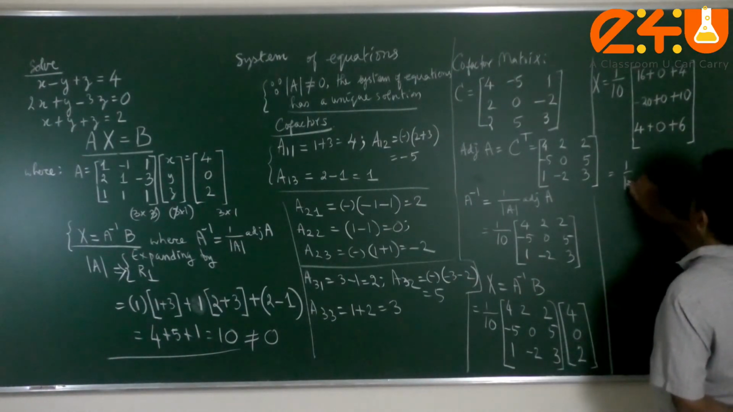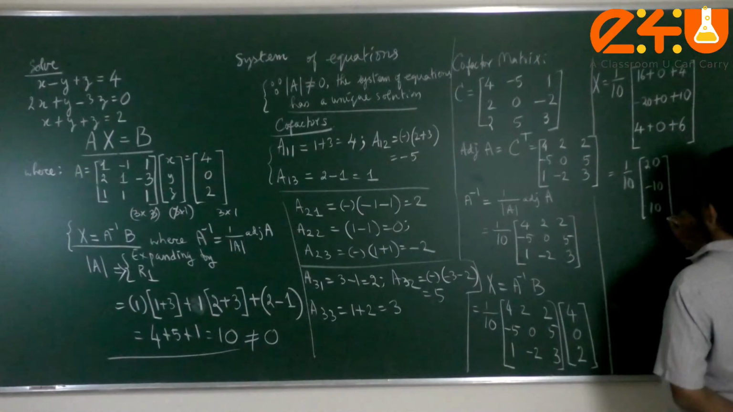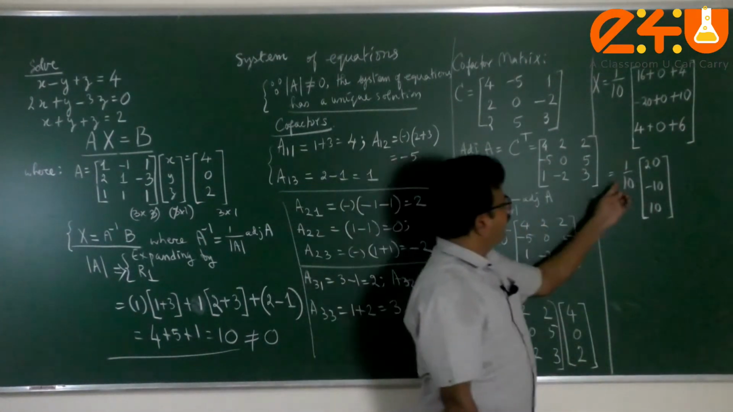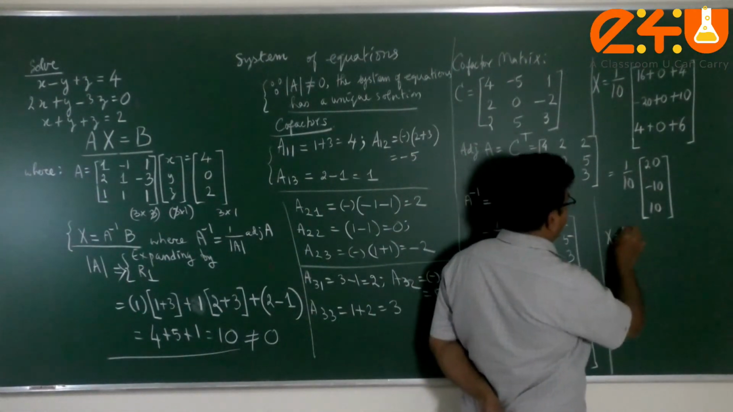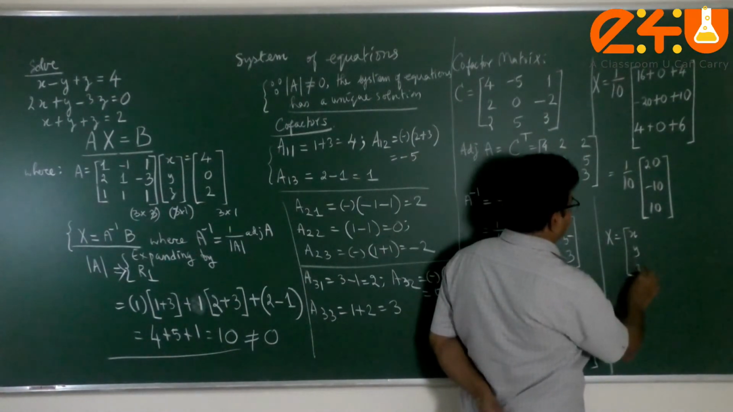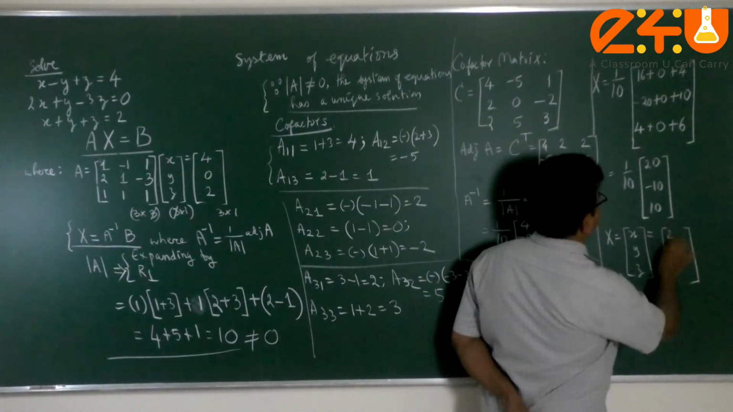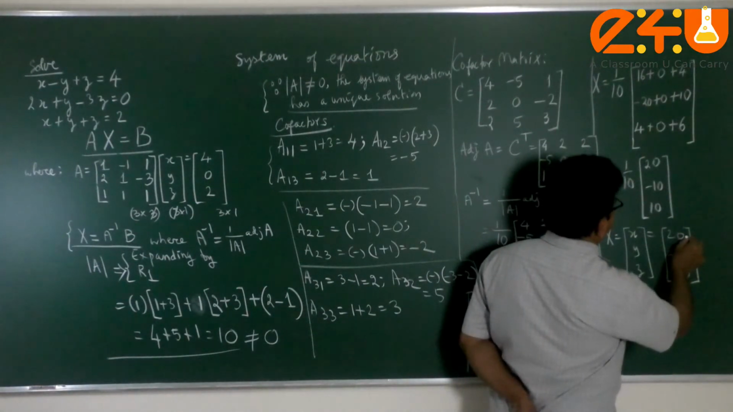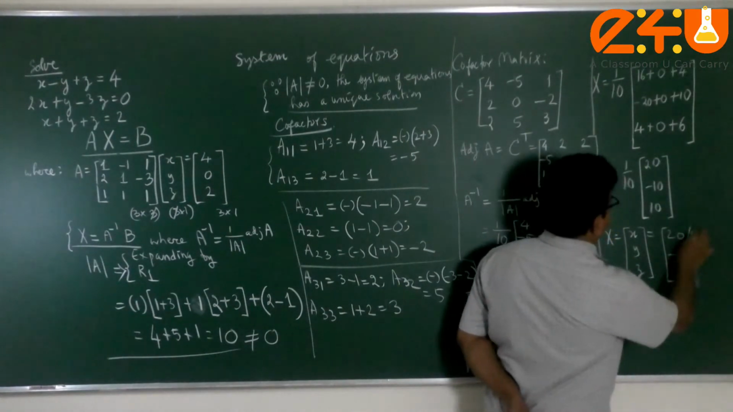Let us evaluate the totals. 20, negative 10 and 10 as last element. Now let us divide every element by 10 to get X matrix. What do we mean by X matrix? Column matrix containing variables X, Y and Z. So the answers, each number divide by 10.